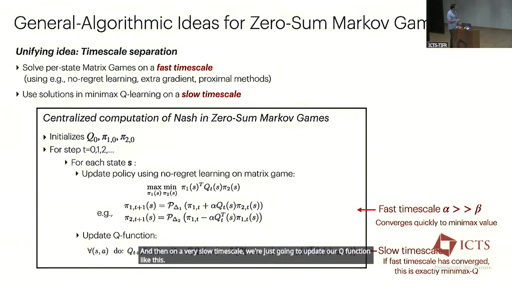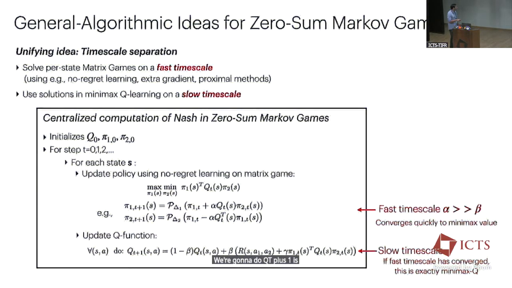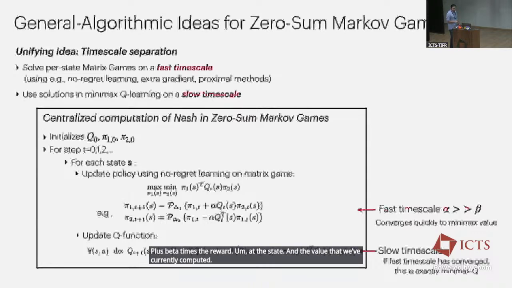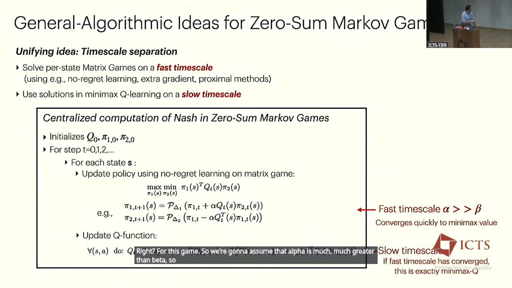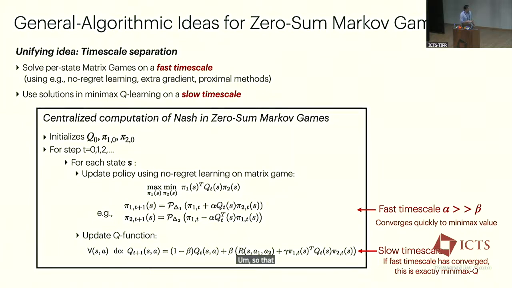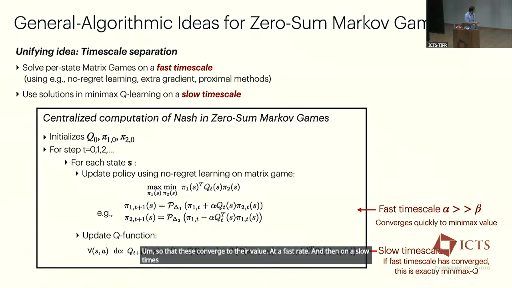We're going to do Qt plus 1 is equal to (1 minus beta) Qt plus beta times the reward at the state plus the value that we've currently computed for this game. So we're going to assume that alpha is much, much greater than beta so that these converge to the value at a fast rate. And then on a slow timescale, this is actually exactly implementing minimax Q learning.